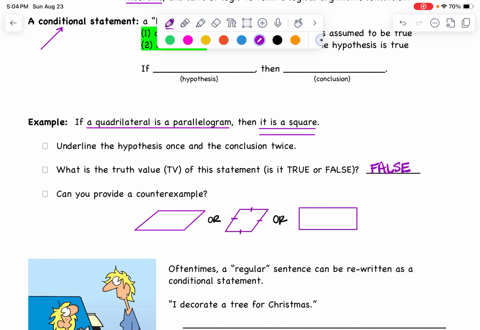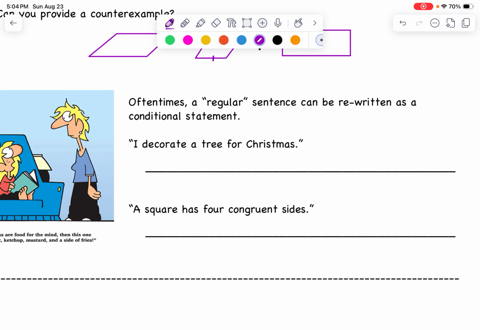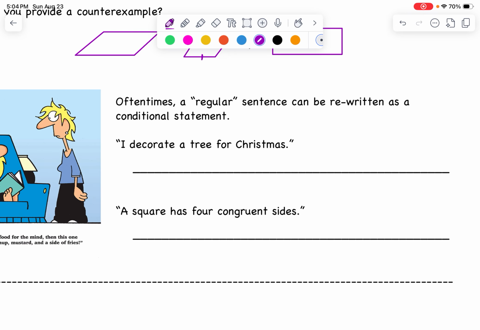Okay. All right. The next thing we're going to do is practice writing some if-then sentences. A lot of statements that don't read as actual if-then statements can be rewritten as if-then sentences. So that's what we're going to do. The first sentence is, I decorate a tree for Christmas. All right. And so a lot of people want to write something like, if I decorate a tree, then it is Christmas. But then we want to think about if that's 100% true, right? Of what the context of this sentence is saying.